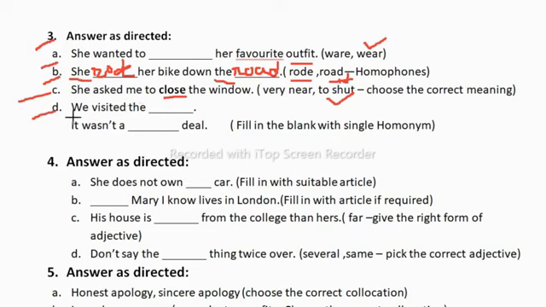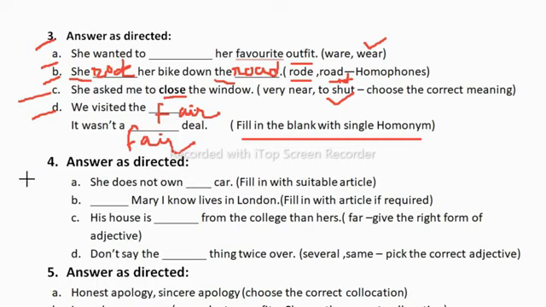Now the last one, D. We visited the dash. It wasn't a dash deal. So here you have to choose one single word. Here they instruct you to fill in the blanks with a single homonym, which is suitable to these two blanks. So what can we write here? We visited dash, it wasn't a dash deal. Which word is suitable here? Fair. We visited a fair, and here again, it wasn't a fair deal. So this is the homonym. So students, there are more chances that you will get these boxes in your test. They will give you in this form.